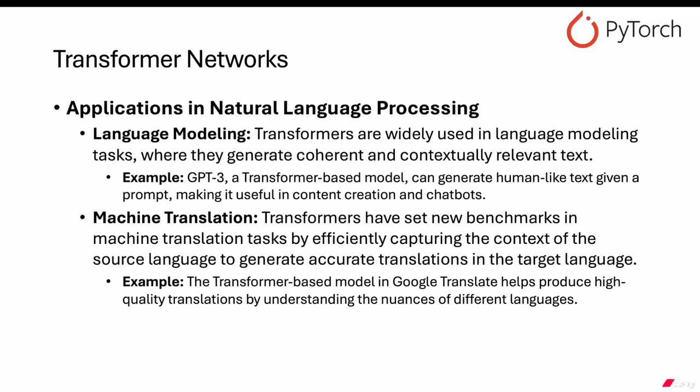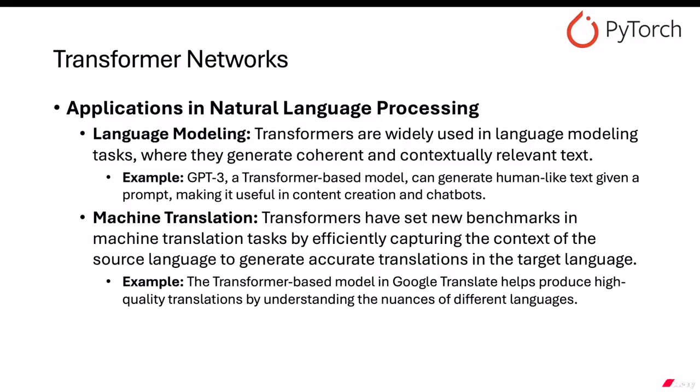Applications in natural language processing. Language modeling: transformers are widely used in language modeling tasks where they generate coherent and contextually relevant text. An example is GPT-3, a transformer-based model that can generate human-like text given a prompt, making it useful in content creation and chatbots.